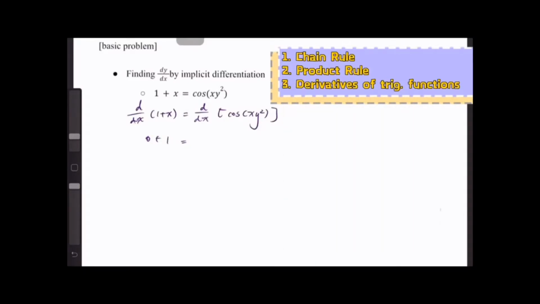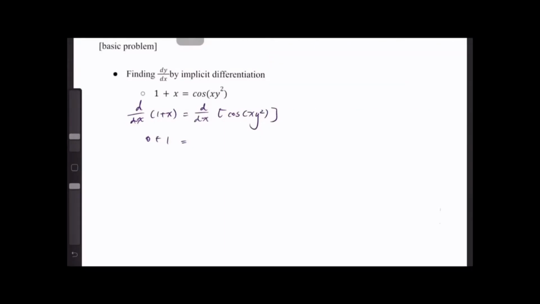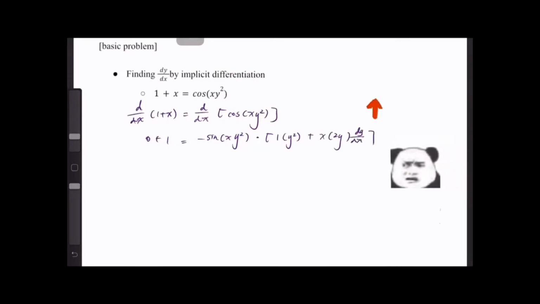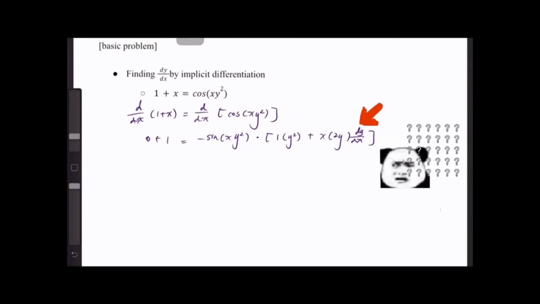So when we take the derivative of cosine of x y squared, we get negative sine of x y squared for the outer function. And then, according to the product rule, we get 1 times y squared plus x times 2y dy/dx. Oh, I have a question. Why do we need to multiply by dy/dx here? Why not just x times 2y?